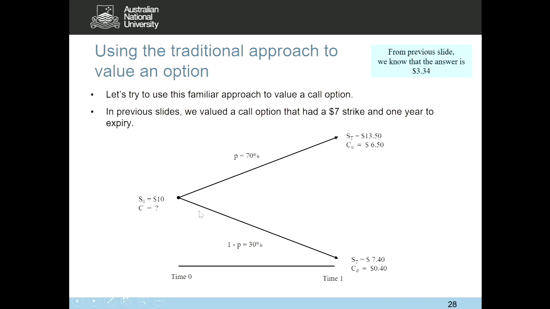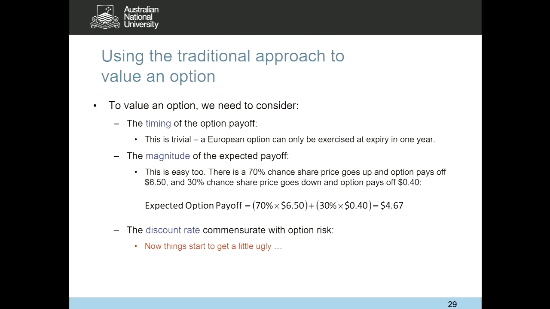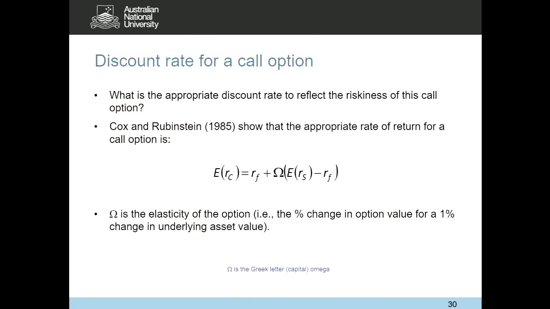But then, one thing we need to do is estimate the discounting rate. We need to know what is in the denominator to discount back $4.67 in order to get the present value of this call option. And that's where things get a little bit ugly, because it turns out it's extremely tedious to estimate the discounting rate for this call option.